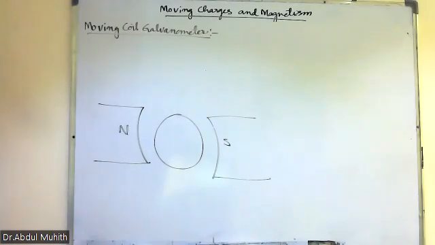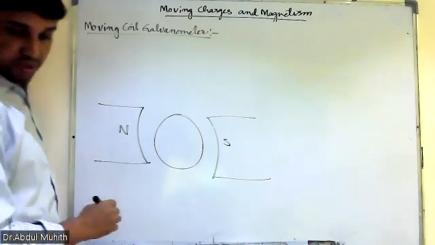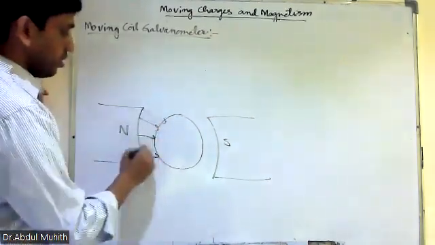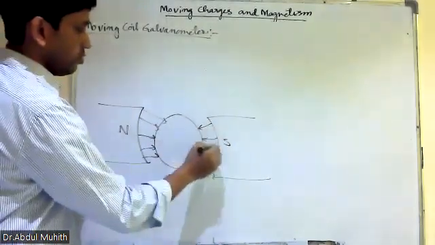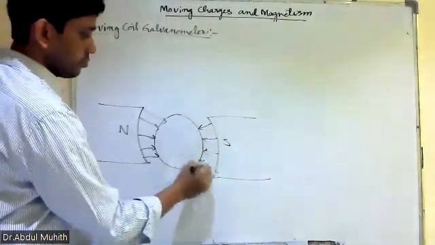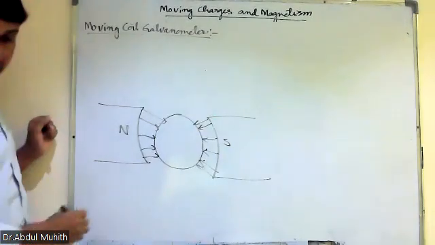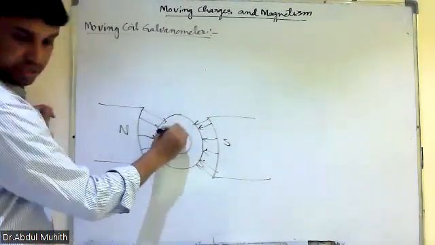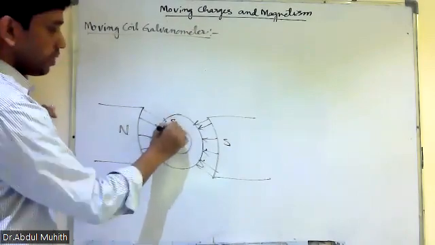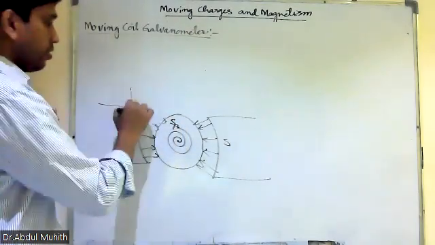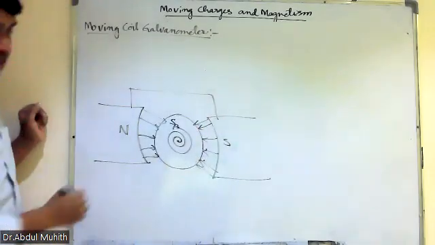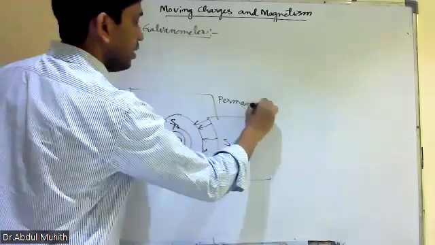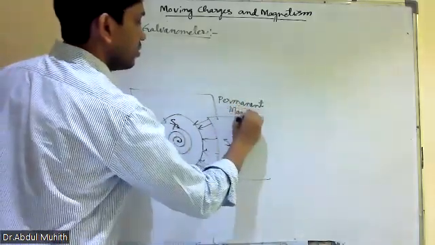In a moving coil galvanometer, there are two magnets, north pole and south pole. This is the magnetic field, and here this is the coil, and this SP is the spring. Now here these two are the magnets. They are permanent magnets.